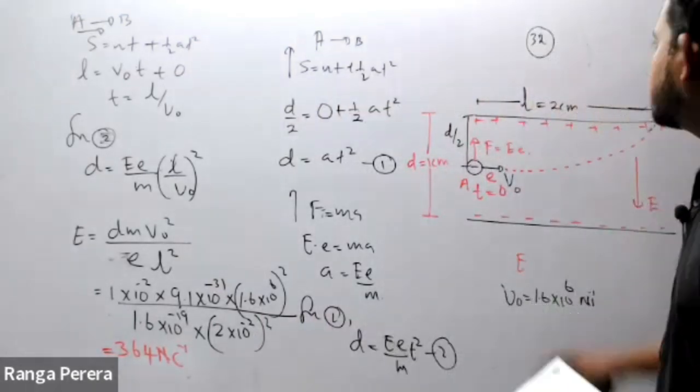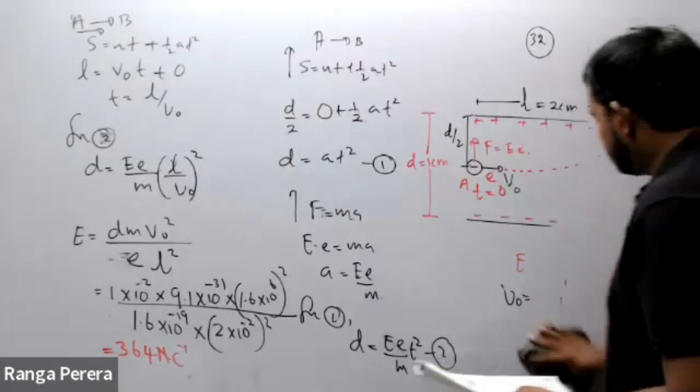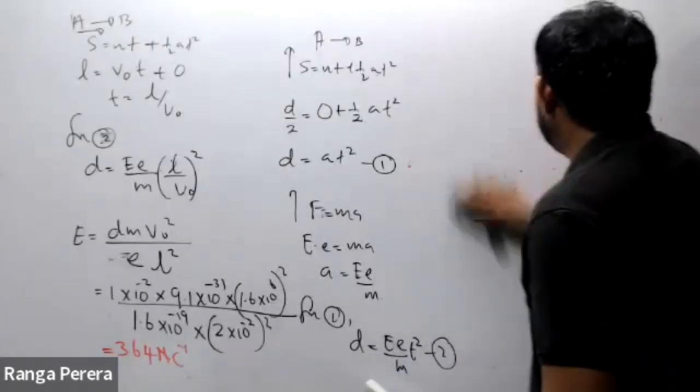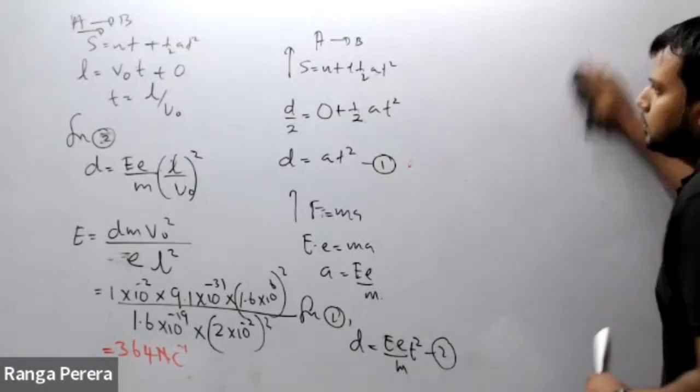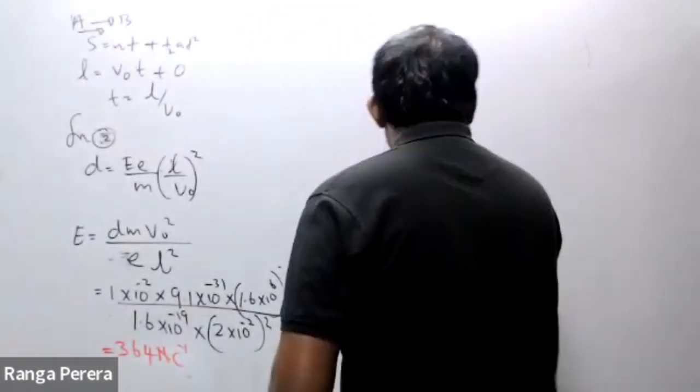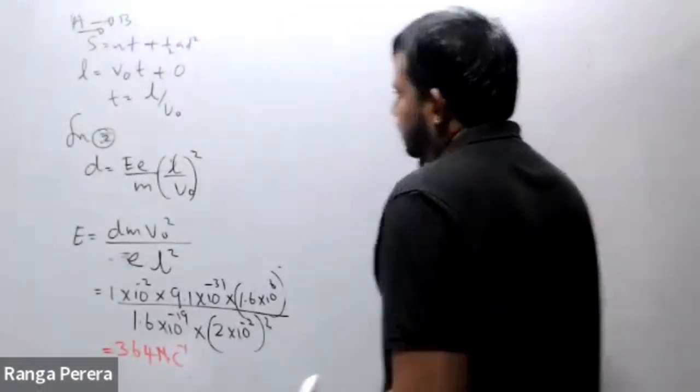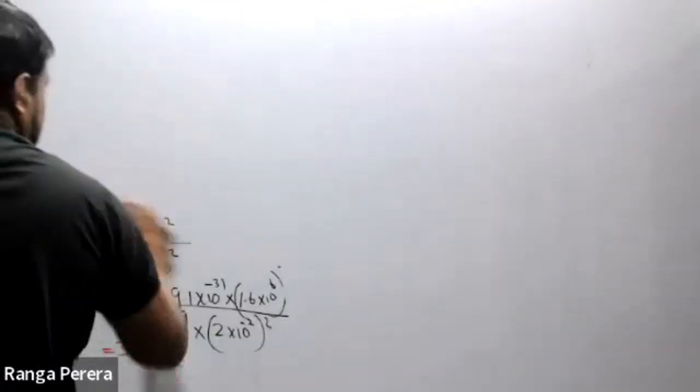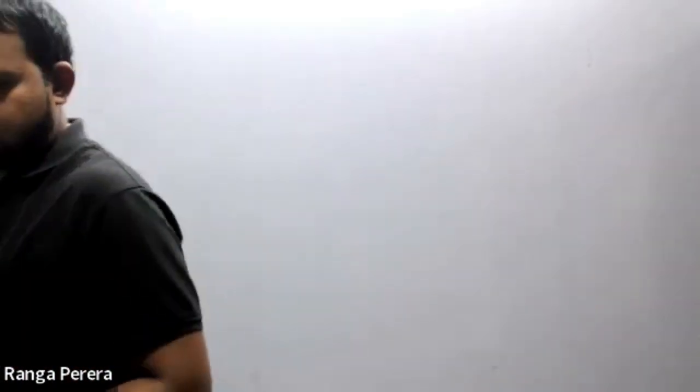Let me start question number 37. A particle of charge plus Q and mass M is moving along a positive x direction in a vacuum where the electric field is zero.